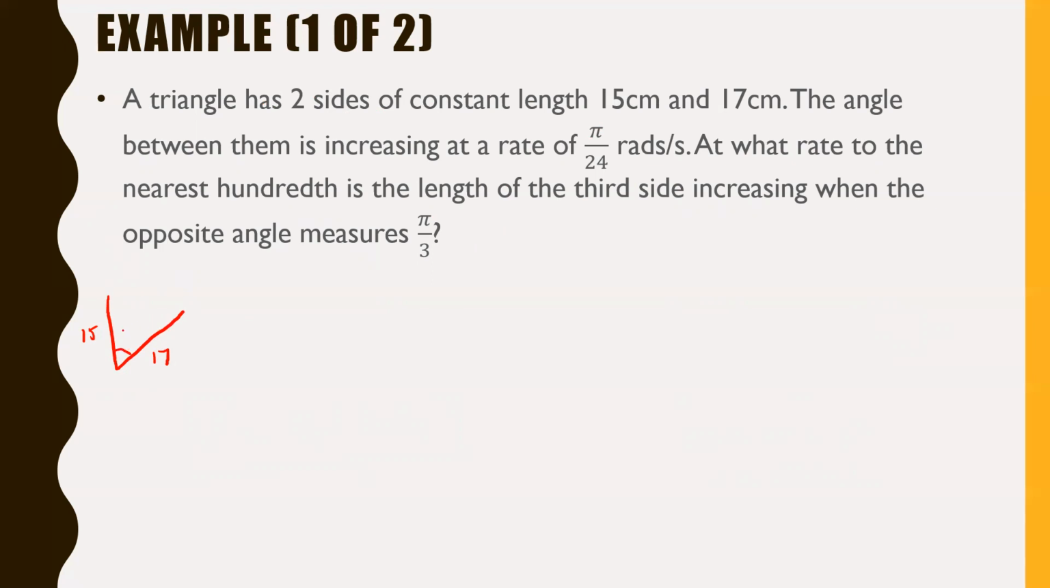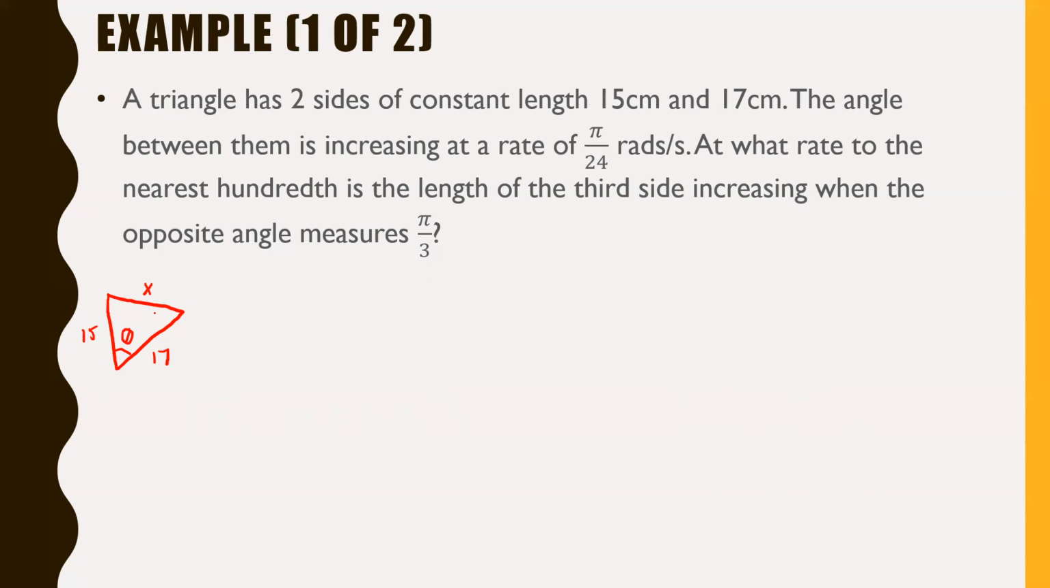So the angle between them, how about we call that theta? We're looking for the rate, to the nearest hundredth, of the length of the third side. I guess that would be this here to form a triangle. I'll call it x just because I can use whatever letter I want here. At what rate to the nearest hundredth is the length of the third side increasing when the opposite angle, that would be theta here, measures pi over 3?